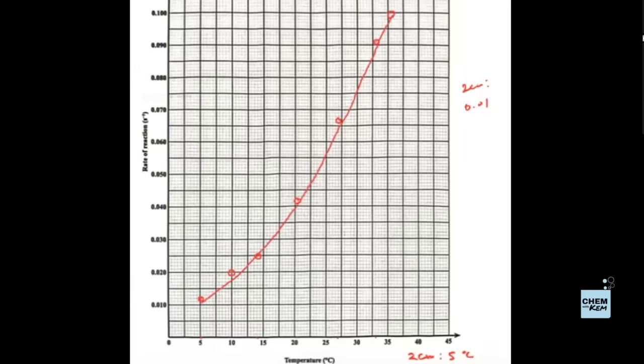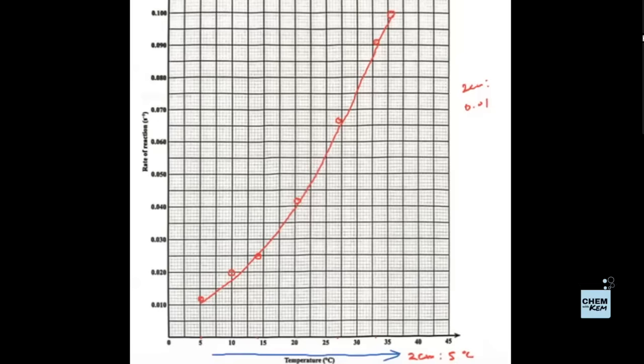Part 2 of D says, using the graph you plotted on page 7, so we're on page 7, explain how the change in temperature affects the rate of the reaction between sodium thiosulfate and hydrochloric acid. If we look at it carefully, we're seeing that temperature is increasing as we go over to the right. But we're noticing that as temperature increases, so is the rate of reaction increasing.